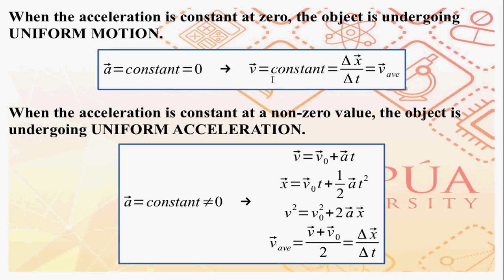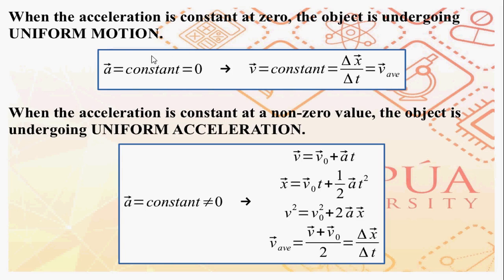And for constant velocity, v is just equal to the change in position, so you have displacement delta x divided by delta t. Change in position divided by change in time. And the velocity is also equal to the average velocity of the object.